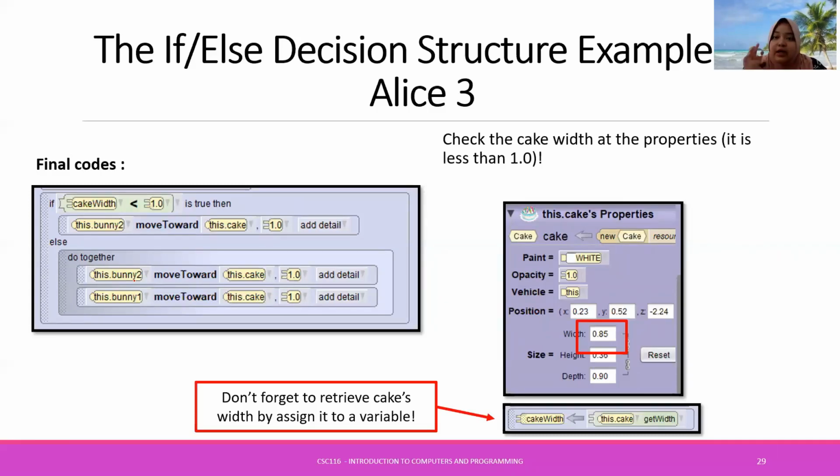Okay, tapi before that, kalau you nak apply, kalau you nak try buat benda ni, check the cake width properties is less than 1.0. Ni, kita ni check dulu. Okay, so don't forget to retrieve cake width by assigning it to variable. Kan awak dah klik variable, betul? Lepas tu ada nilai tadi, nilai kosong. Jangan lupa you gunakan get width. Kalau tak, macam mana awak nak dapat nilai ini? Okay guys, apa-apa ingat assign something value dekat variable.